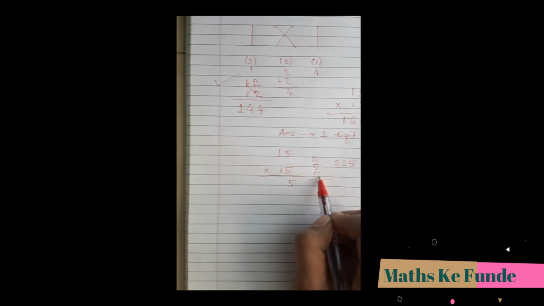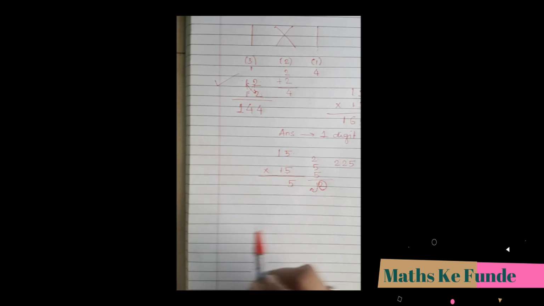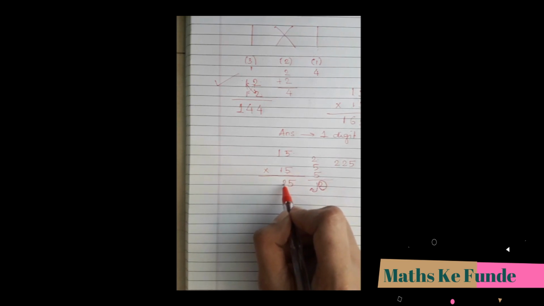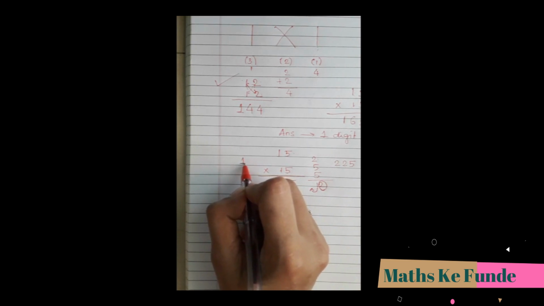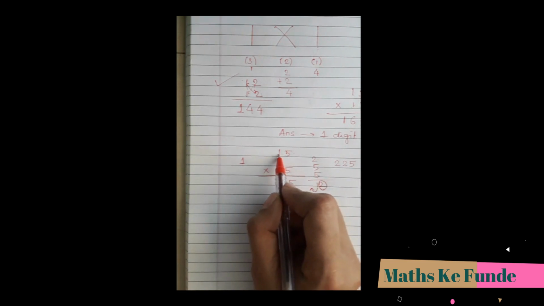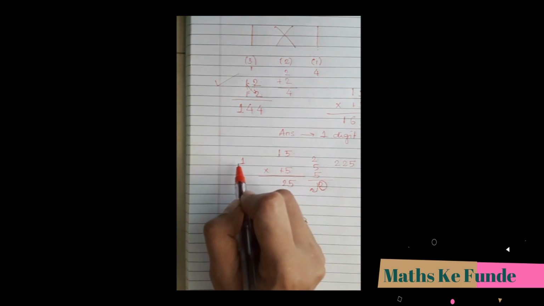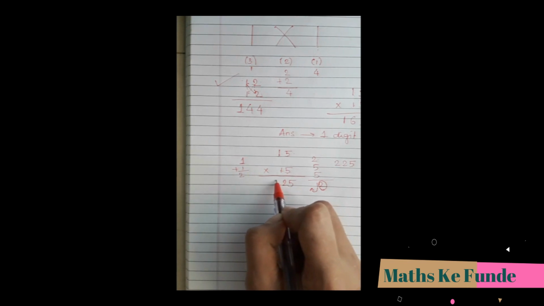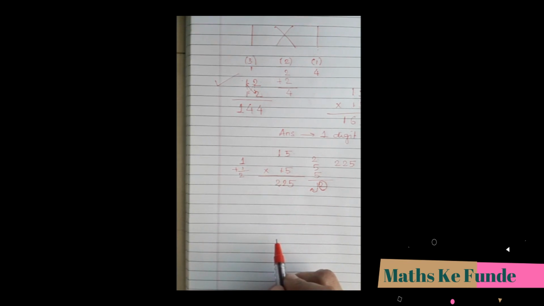So I'm going to add all these digits. 5 and 5 is 10, 10 plus 2 is 12. So I'll write this 2 in my answer and this 1 will get carried forward to the next step. So that's 2. Let me carry a 1 here. Third step, 1 into 1 gives me 1 and I need to add this carry. So 1 plus 1 gives me 2. That gives me the answer 225. I hope this is clear.